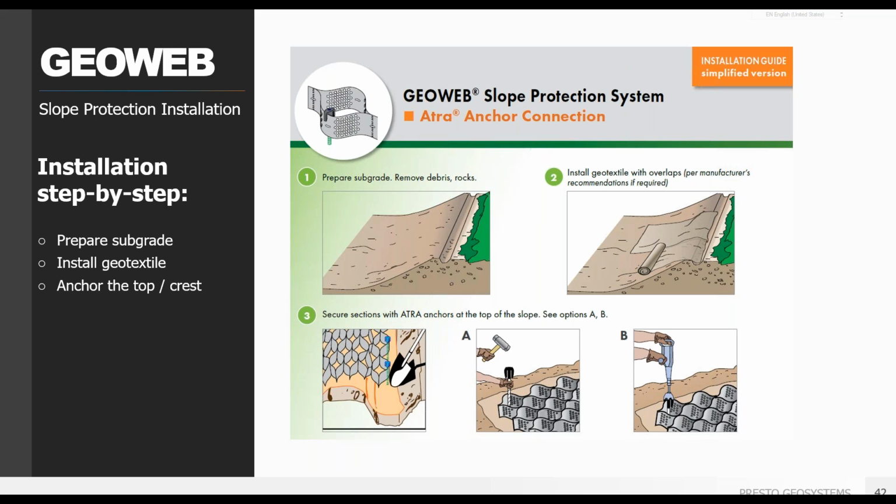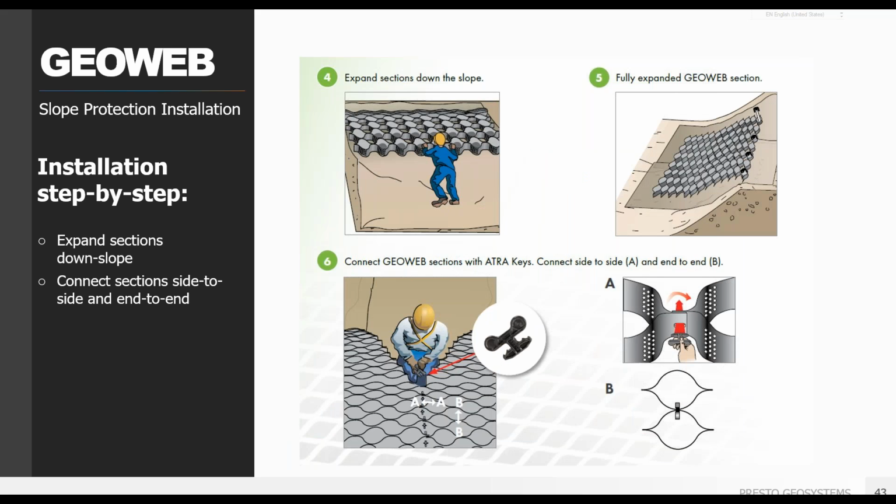Here's a quick overview of the installation process for a slope system with anchor stakes. First, prepare the subgrade and install a geotextile if part of your design from crest to toe. Then anchor the GeoWeb at the crest. Note the horizontal turn at the top. Expand your sections down slope, connecting side to side as possible on the crest and the remainder on slope.